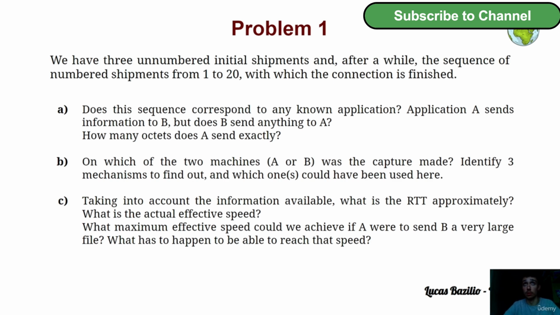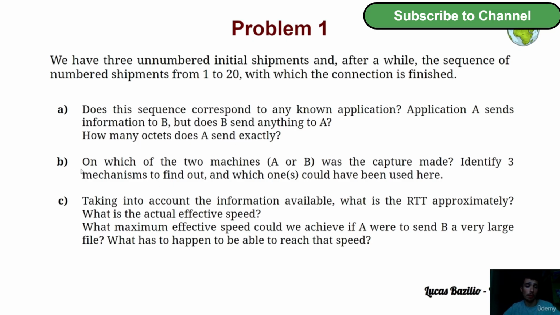In this lecture, since this is the first time that we see problem 1, we are going to present all of the questions. However, we are only going to solve the first one, question A, in this lecture. So we begin with question A. First question: does the sequence that we see correspond to any known application? We need to justify if this is the case or not. Application A sends information to B, but does application B send any information to application A? Also something that we need to think about and justify. Finally, how many octets does application A send exactly?